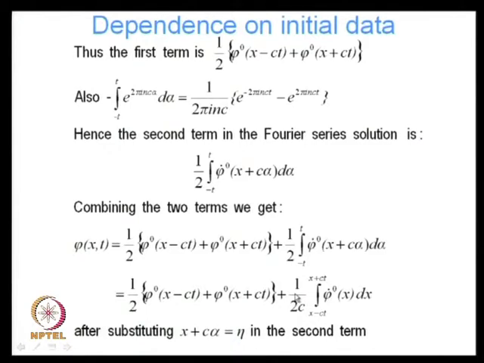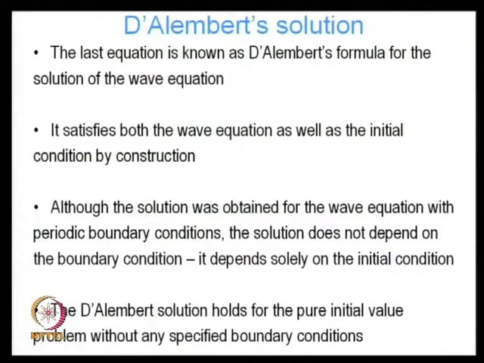So what is interesting about this form? It is clear that it is a function of x minus ct and x plus ct, number one, and moreover the solution is totally dependent on the initial conditions. This last equation is known as the D'Alembert formula for the solution of the wave equation. It satisfies both the wave equation as well as the initial condition by construction.